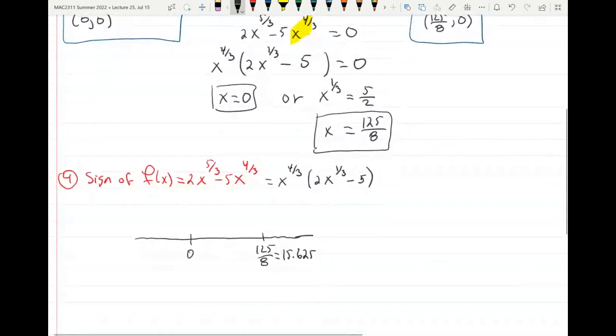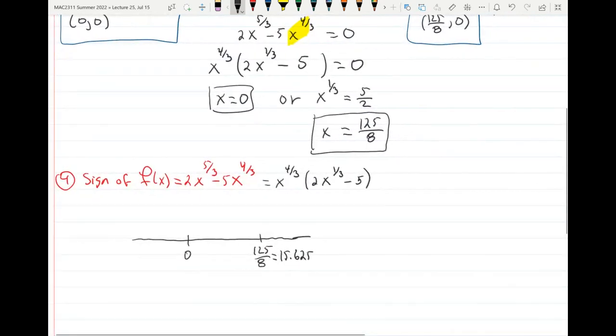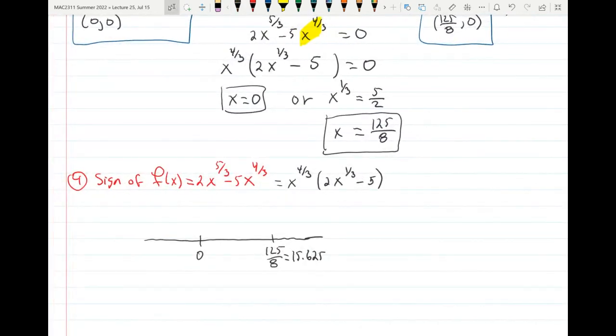Okay, and then we also need to plot the values that make the function undefined. In this case, remember, the domain is all real numbers, so it's defined everywhere. So we just have to worry about the zeros, which are here. Now let's pick points and put the sign of the function. I'm going to pick to the left. Let's pick -1 as a candidate.